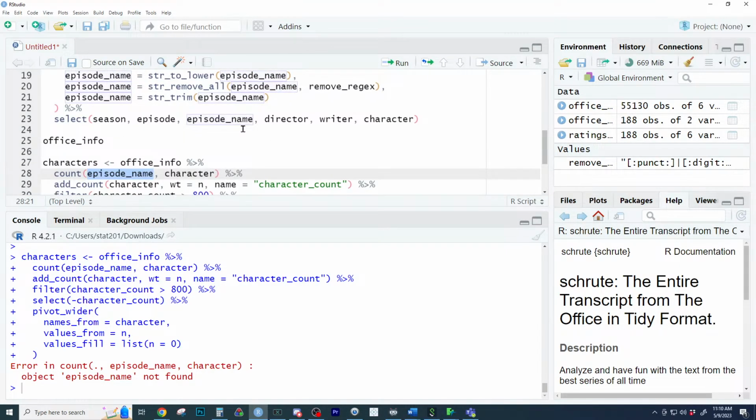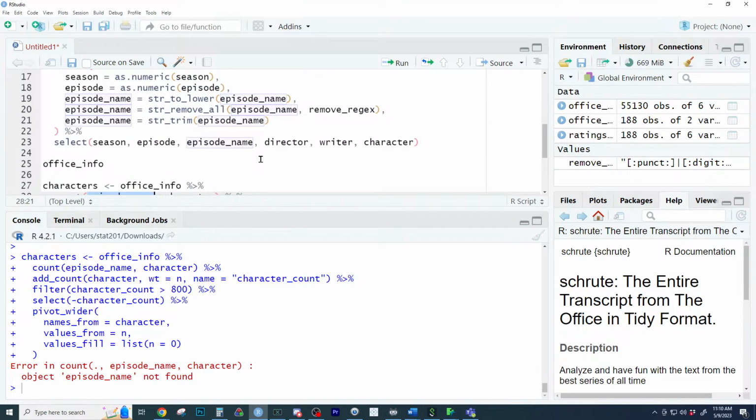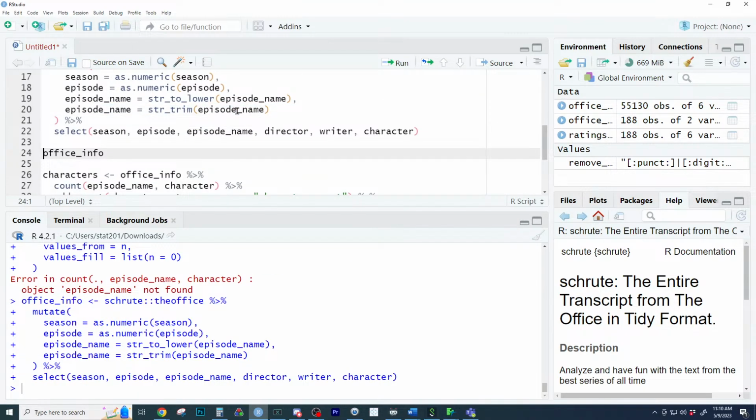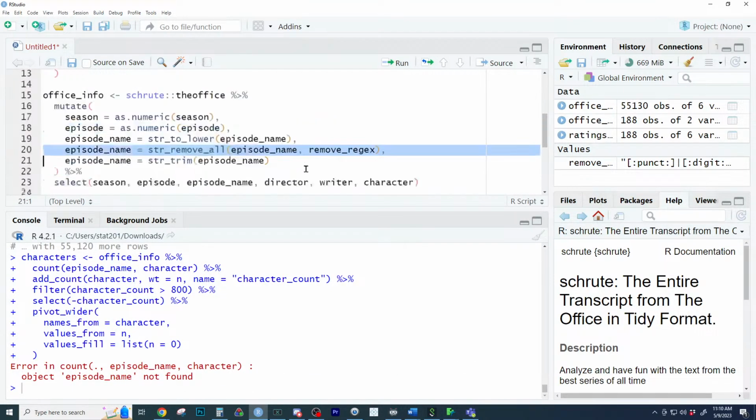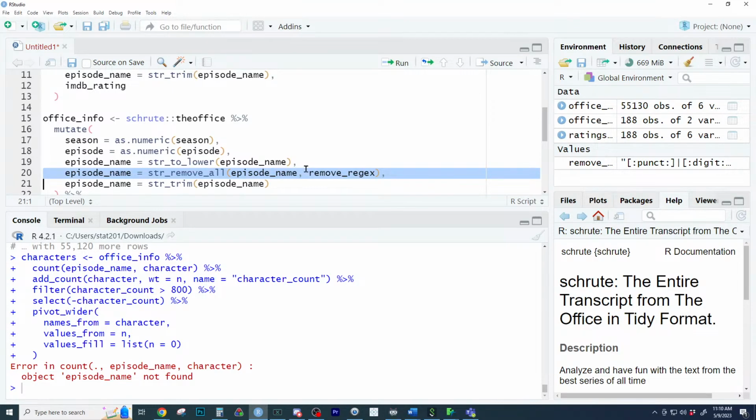Ooh, they might have updated. Wait, string remove all, episode name. String to lower, episode name. That's just going to make everything lowercase. String remove all. String trim episode name. Let me just remove this. Still doesn't like it. They might have changed the package, which is the problem. They might have removed the ability.